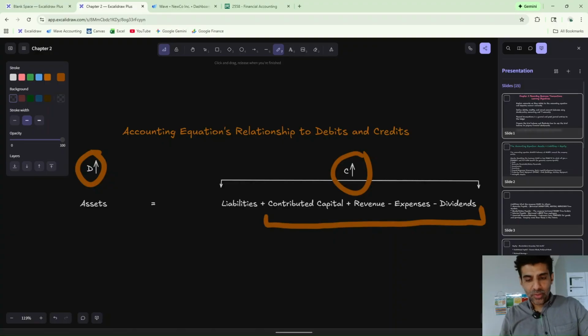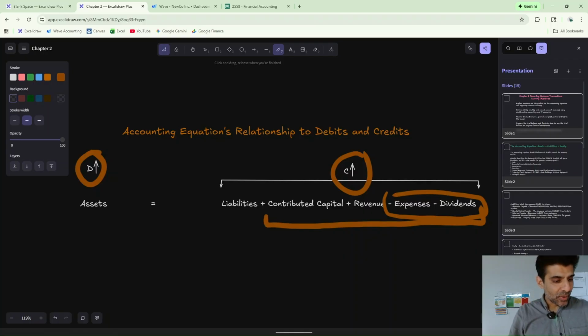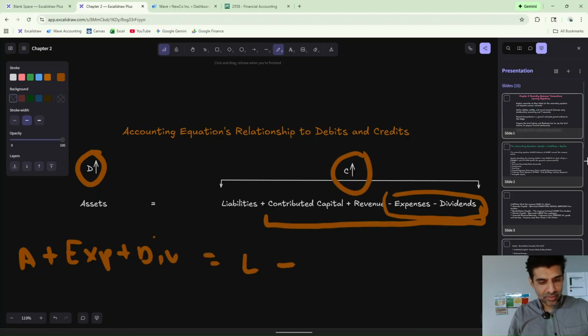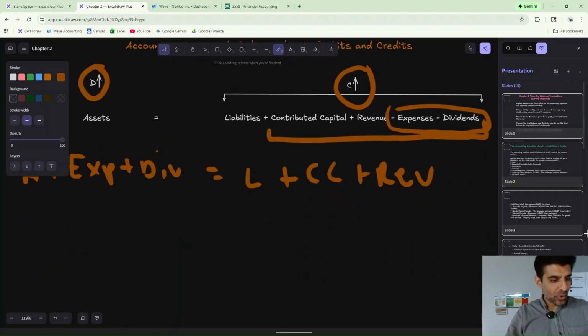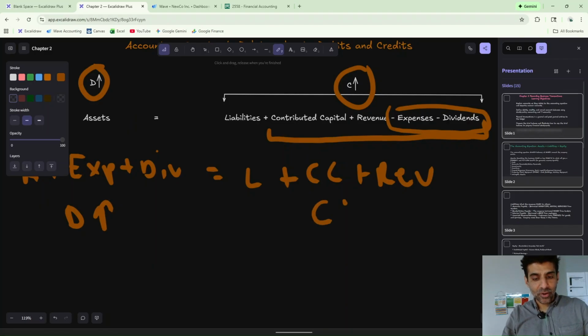But of course, we saw that there are two of these accounts that are a little weird because they have negative signs. So when we move them over, we get assets plus expenses plus dividends equals liabilities plus contributed capital plus revenue. These three are debit normal, meaning that when they increase, they're debited. And these are all credit normal, meaning when they increase, they're credited.